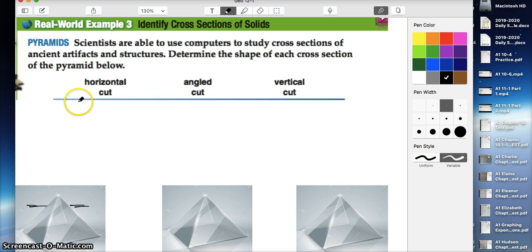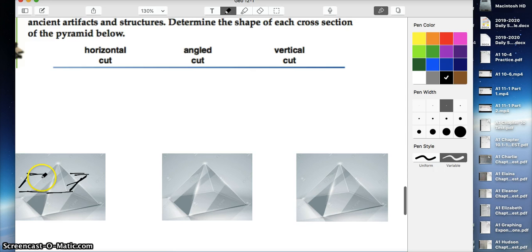So if I had a horizontal cut, if I imagine a plane slicing horizontally through your pyramid, what would the shape be? Now, the bottom of this pyramid, if you can't see it really well, is a square. And my hope is that you would realize that we would get exactly that. We would get a square shape over here, right? So you get a square.